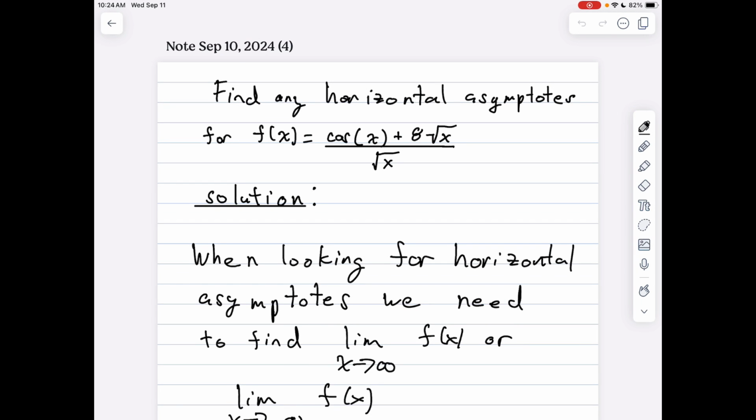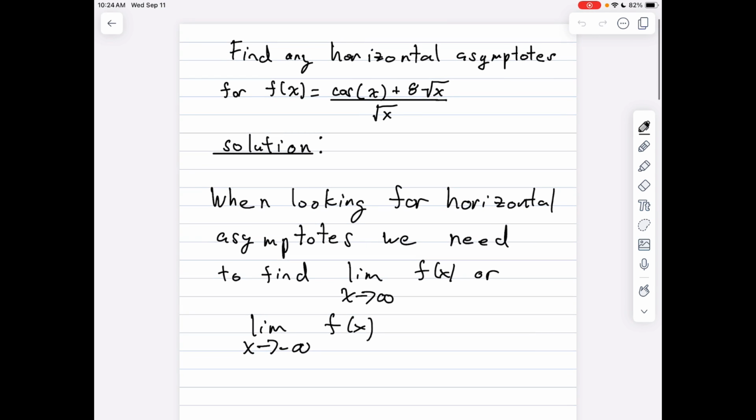All right, hello everyone. So we have a calculus question here. Find any horizontal asymptotes for the function f of x equals cosine of x plus 8 root x divided by the square root of x. Okay, so first of all, when we're looking for horizontal asymptotes, we need to find the limit as x goes to infinity or the limit as x goes to negative infinity.